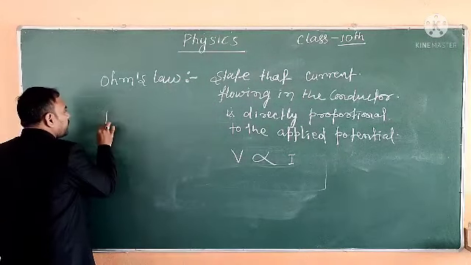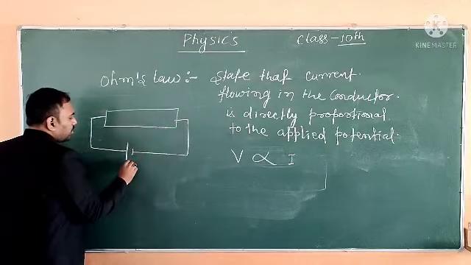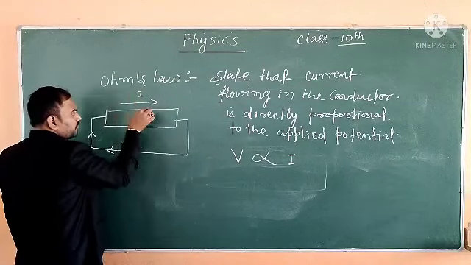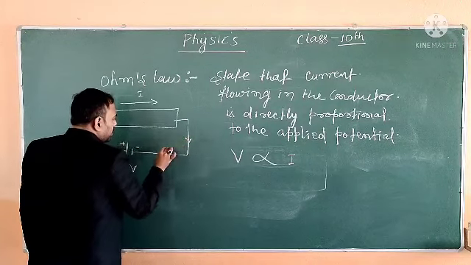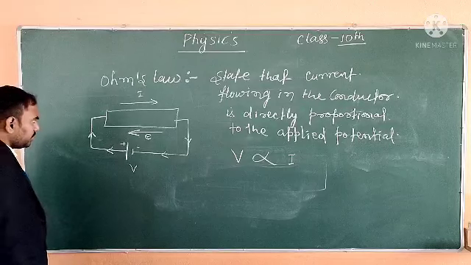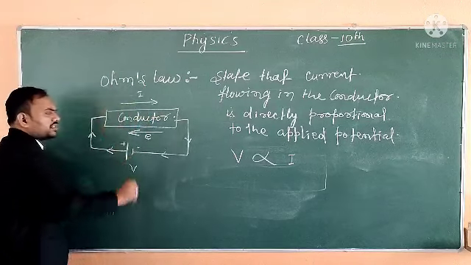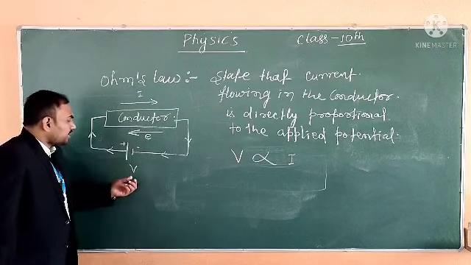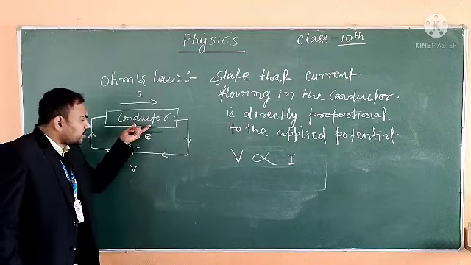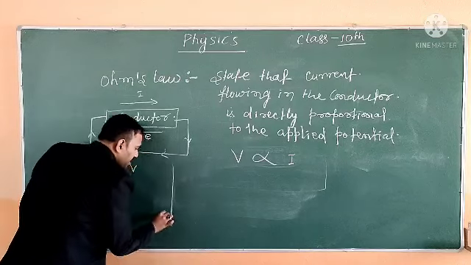Means if you are taking a conductor and applying some potential V across it, let's suppose a positive terminal and a negative terminal, current will flow from the positive terminal to the negative terminal, while electrons will flow from the negative terminal to the positive terminal. By changing the conductor, replacing it, he found that everywhere, if you increase potential, current in the conductor will increase. If you decrease potential, current in the conductor will decrease.